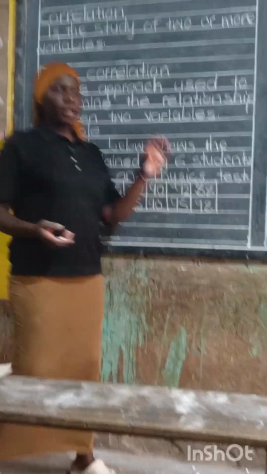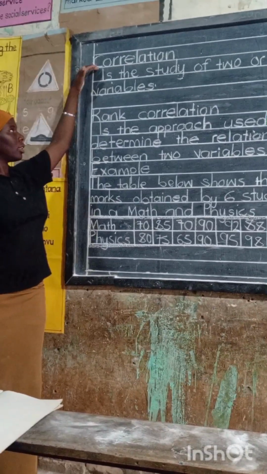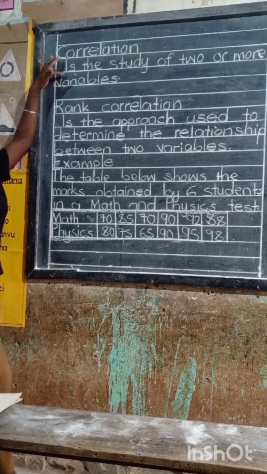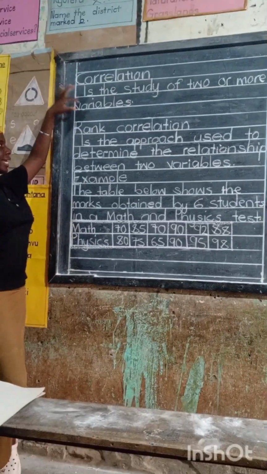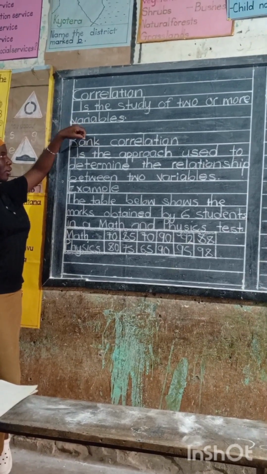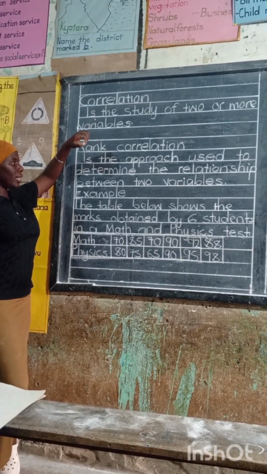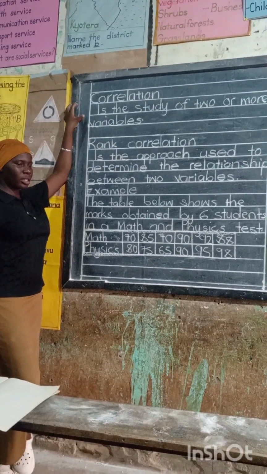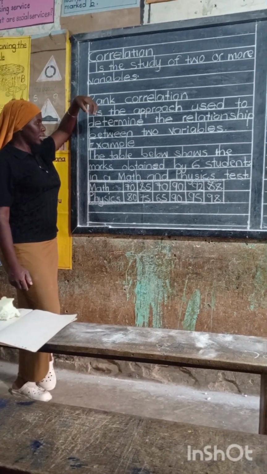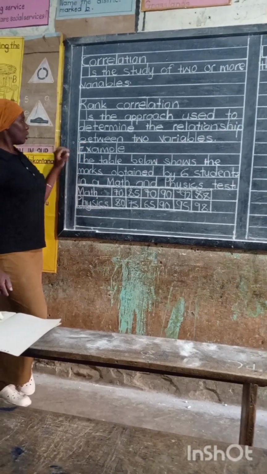I'm here to talk about correlation. By definition, correlation is a study of two or more variables, like I've written it down. Here I'm going to specifically look at rank correlation. Rank correlation, what do I mean by that? It is the approach used to determine the relationship between two variables. We are going to understand this mostly through examples that I'm going to work out with you.